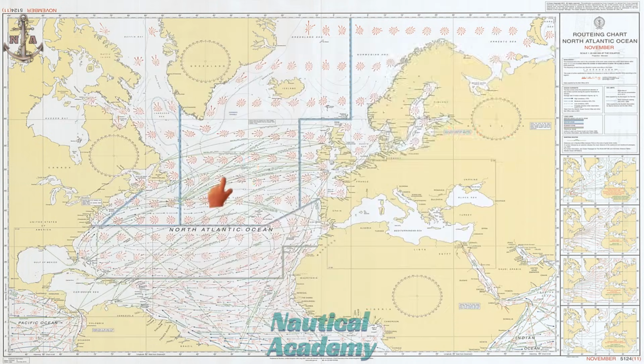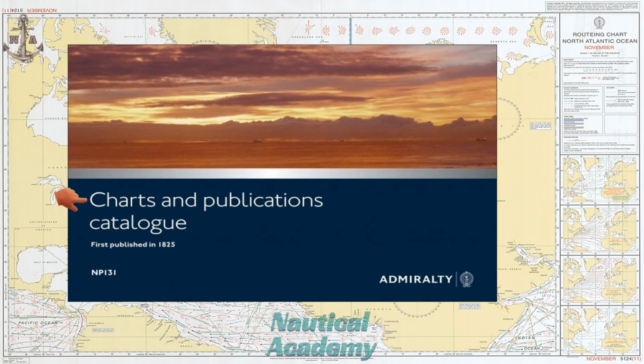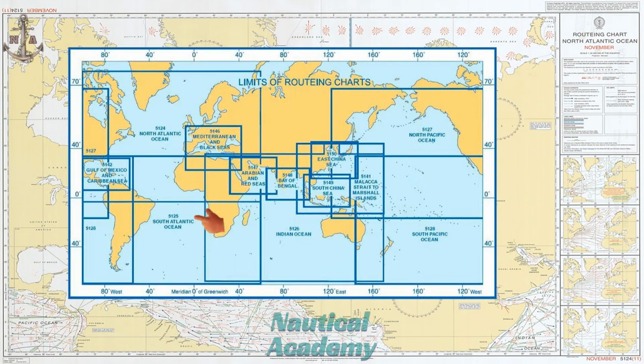To identify which specific routing chart you need to order, you can refer to the Admiralty Chart Catalog, which lists all available chart numbers and their coverage areas. For reference, these are the general limits of the routing charts.